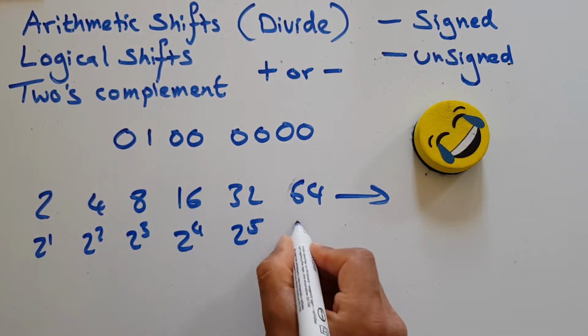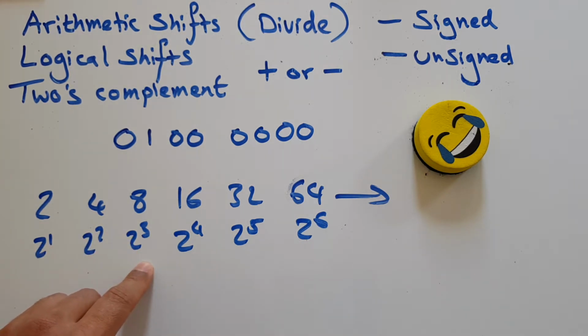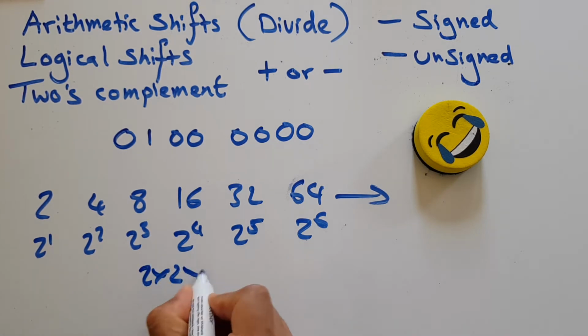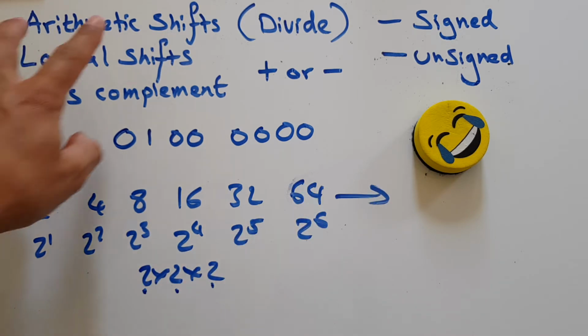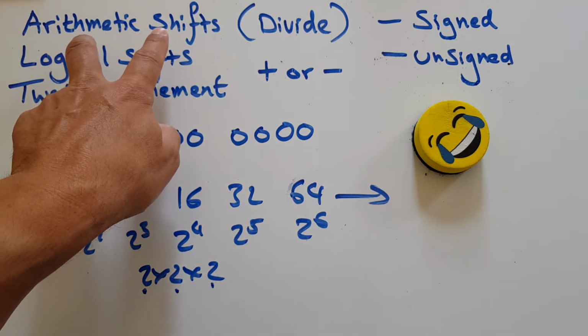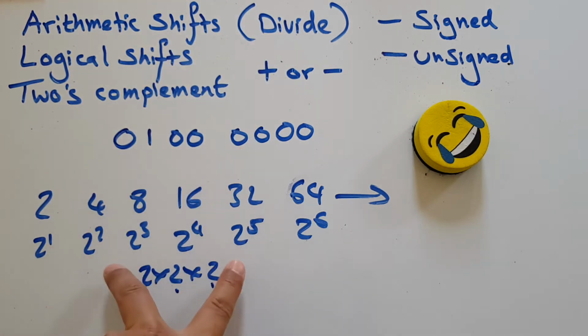powers of 2. Okay, so 2 times 2 is 4, 2 times 4 is 8, 2 times 2 times 2. You can see that this is 2 to the power of 1, 2, 3. 2 to the 3 is 8. So an arithmetic shift is a way to multiply or divide a binary number by a power of 2. And that's what this is.